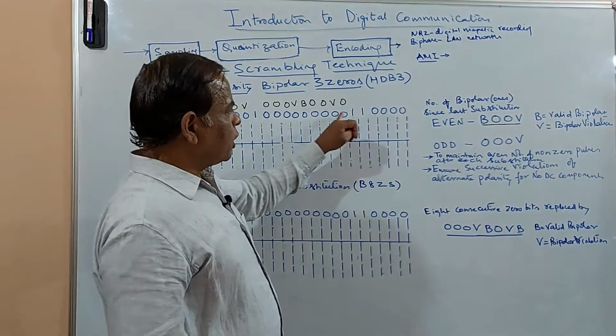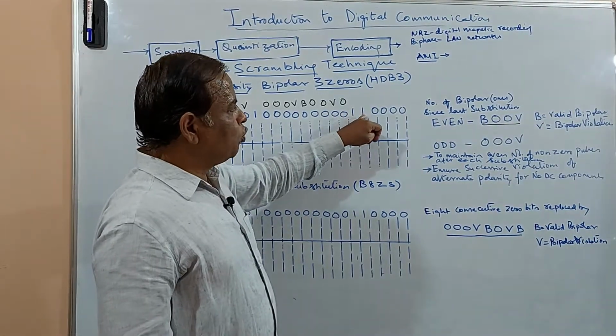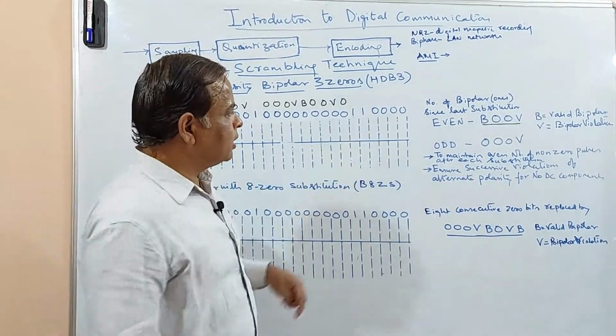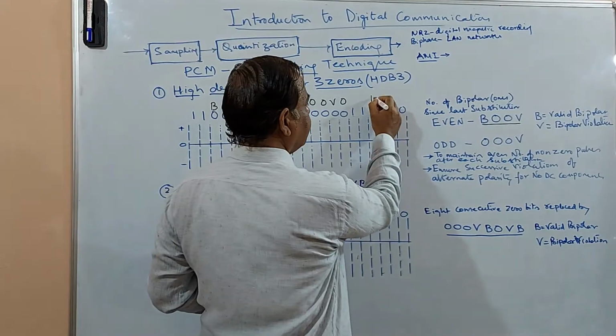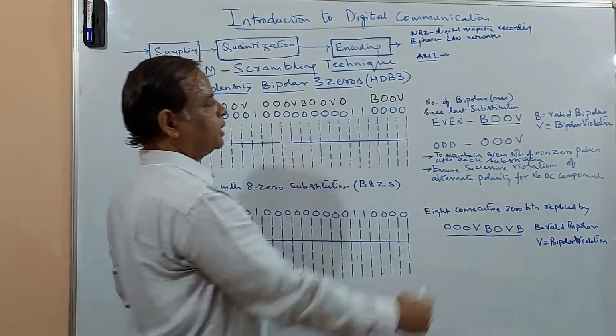Now again ones have come. After the last violation again you find 2 ones are there. It's even. So this has to be replaced with B00V. That's it.